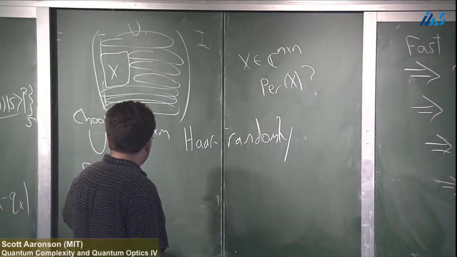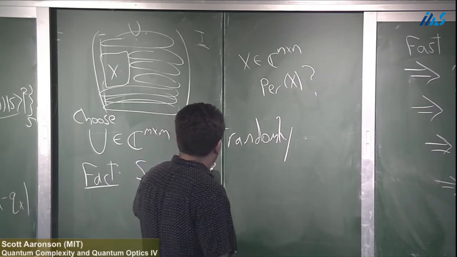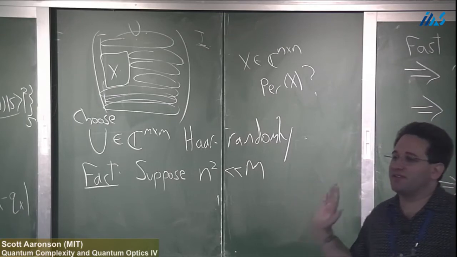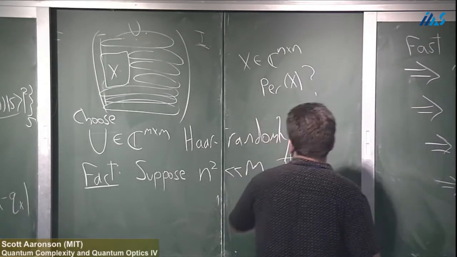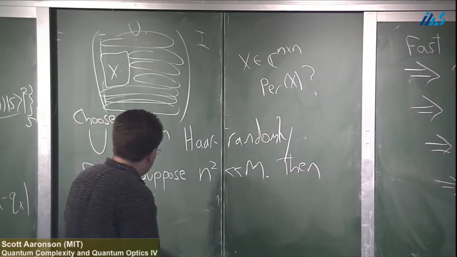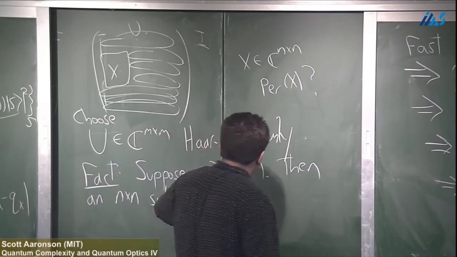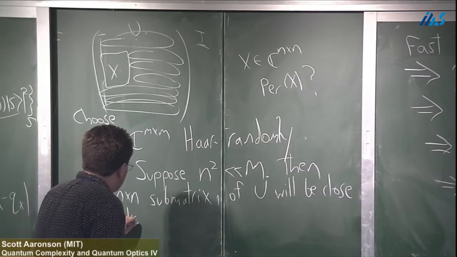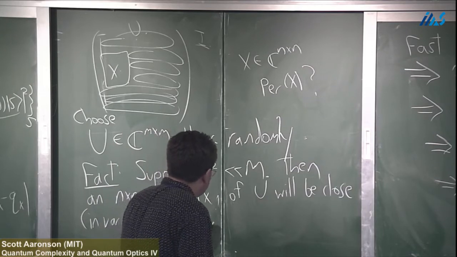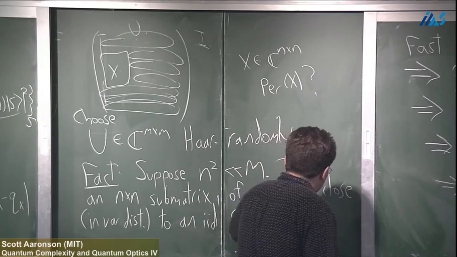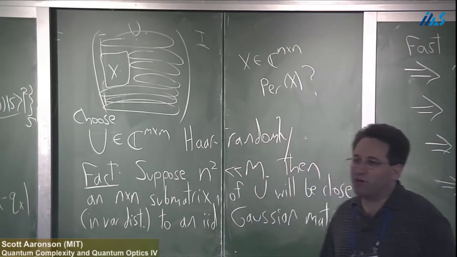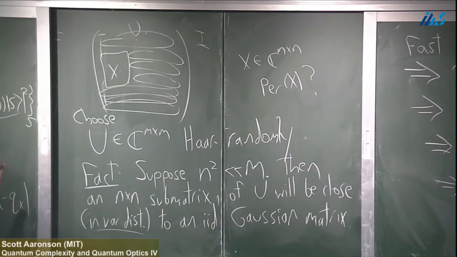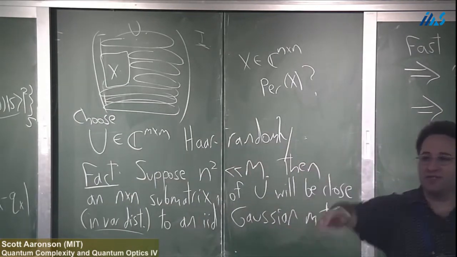The fact is, suppose that n squared is much smaller than m. So we're in this dilute limit, where the number of modes is at least quadratically greater than the number of photons. Then the claim is that if you look at a small enough submatrix of U, it is going to be close, say in total variation distance, to a matrix of just independent Gaussian entries, each one with mean zero and with some suitable variance that you could calculate.